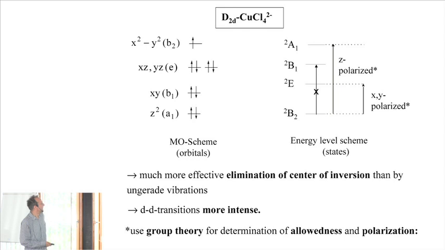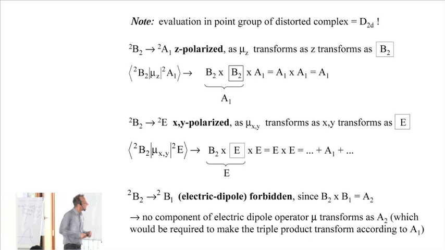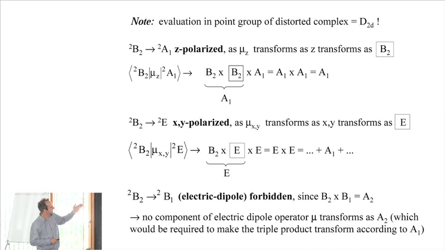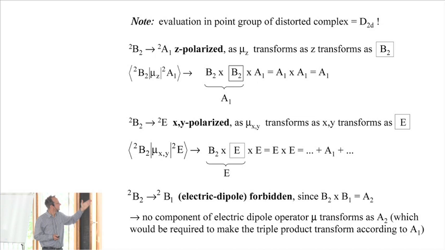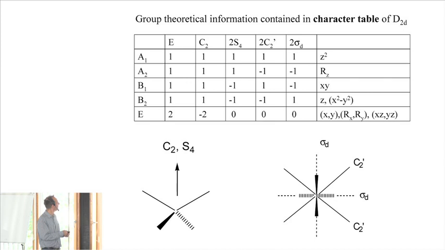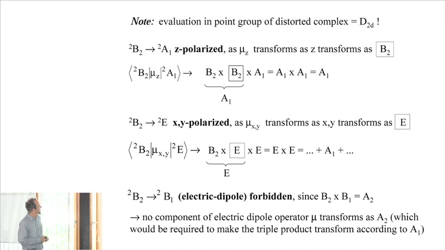The point is you have to evaluate these selection rules in the point group of the distorted symmetry. So doublet B2 to doublet A1, for example, is z polarized, as the electric dipole moment along z transforms as z, which transforms as B2. You see that from the character table. So we have B2 times B2, which is A1, and A1 times A1 is A1. Everything is fine.